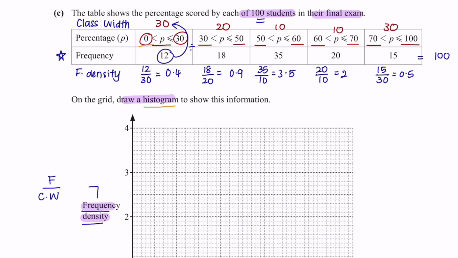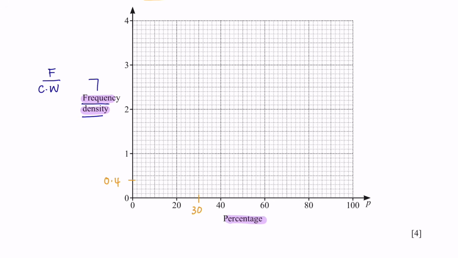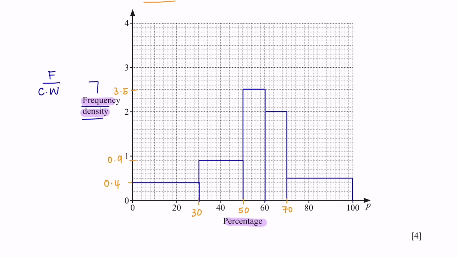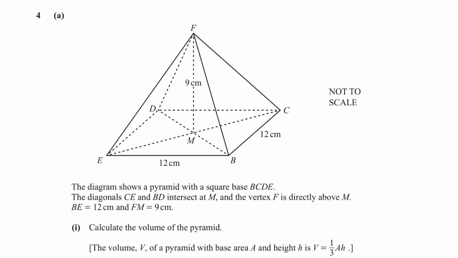From percentage of 0 to 30, the frequency density is 0.4. So plot your points accordingly, and this is our first bar. Just continue your steps and you will get a histogram that looks like this. Next, question 4. The diagram shows a pyramid with a square base of BCDE.